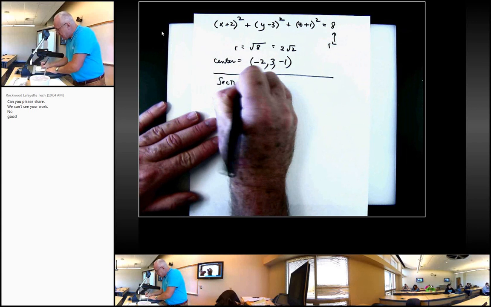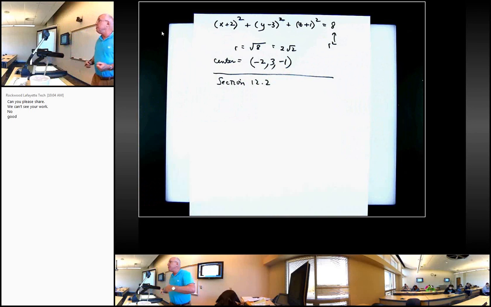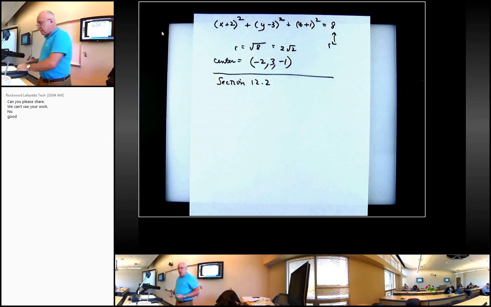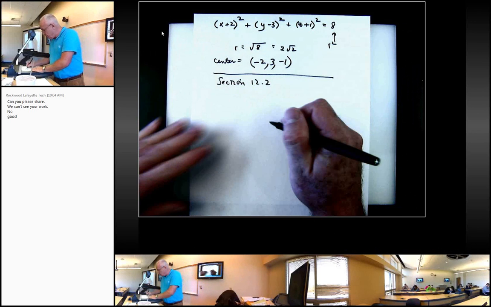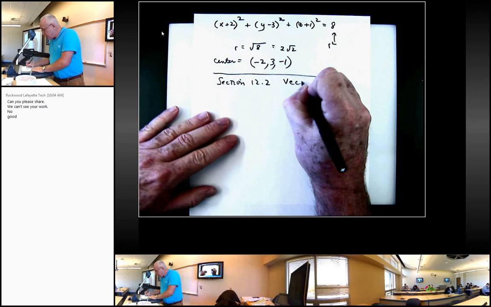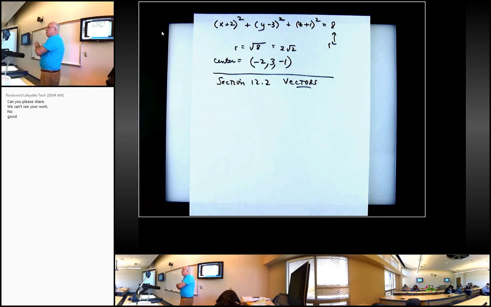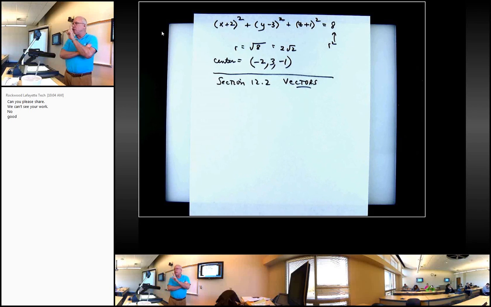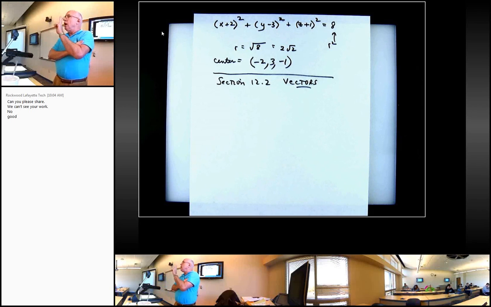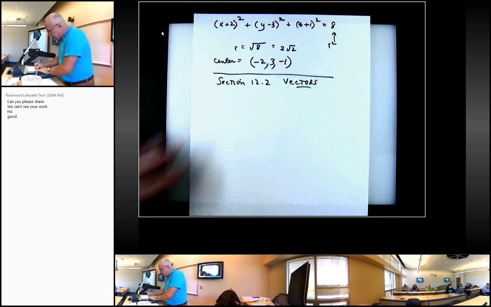And this is a concept that we're going to be using all semester long. So this is section 12.2, and it's an introduction to what vectors are. What you need to remember with vectors is that they have two things. They have a direction, and they have a magnitude.